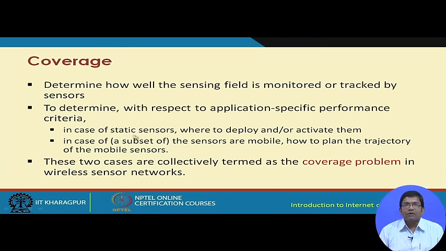So we have the coverage problem for static sensor networks, concerned mostly about how to place the sensors, or if they are already placed, when and how to activate them. So this is the problem of coverage for static sensors. The problem of coverage for mobile sensors is basically how to plan the trajectory of these mobile sensors so that the region of interest is covered spatiotemporally.